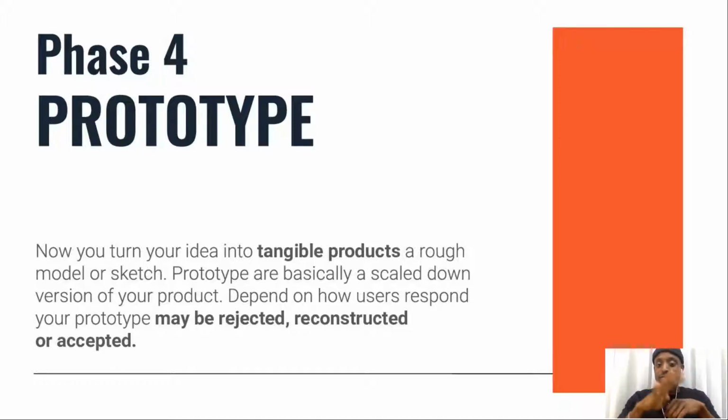All right, so phase number 4, prototype. This is where you turn your idea into a tangible product, a rough model, or a sketch. Prototypes are pretty much a scaled down version of your product, and the way that your user responds to it will determine whether it's going to be rejected, reconstructed, or accepted. Let me say that prototypes should not take much time to make. The goal of a prototype is not to have a working model, but to give form to an idea. And that's the important part.